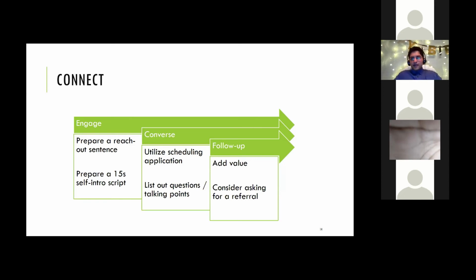And again, the third step is to follow up, which is to consider asking for a referral at some point. Keep in mind that the point about the referral is coming toward the end of the process. This is often a mistake that people make when trying to break into a job. People ask for a referral very early on. So it's important to add value first before you ask for something. Always give something before you ask for something.